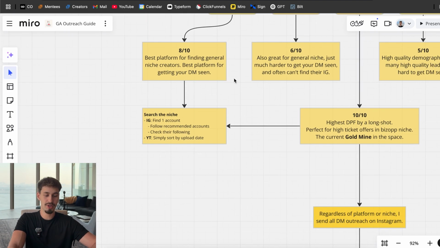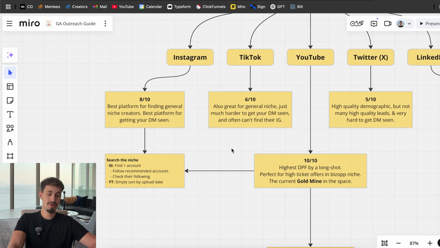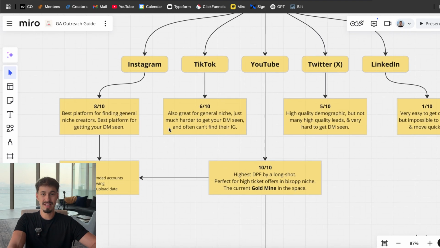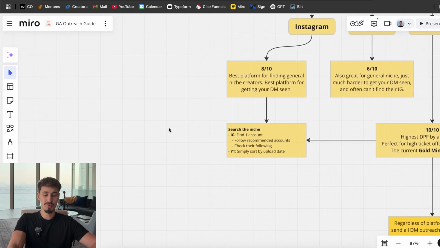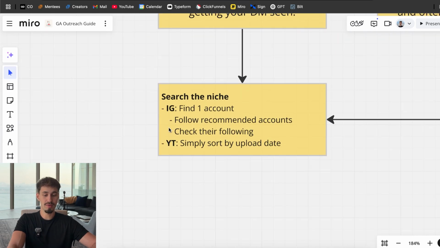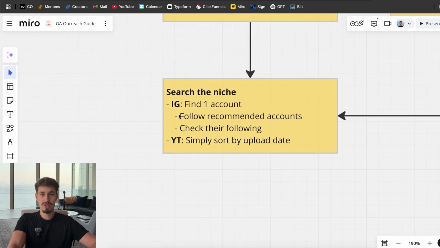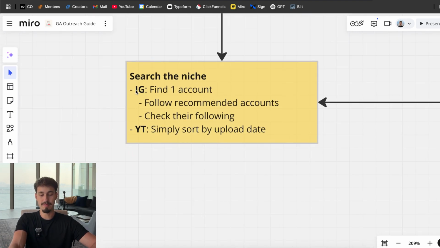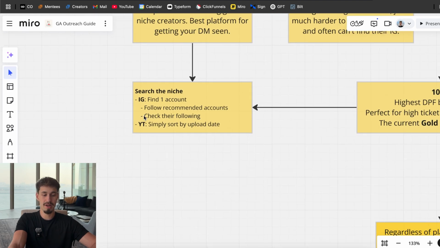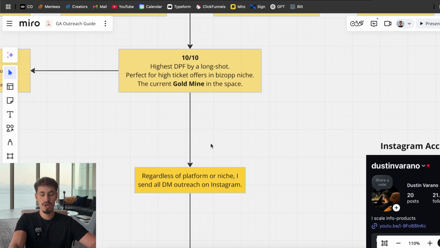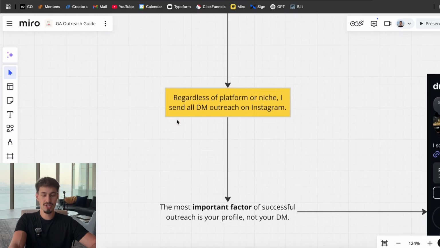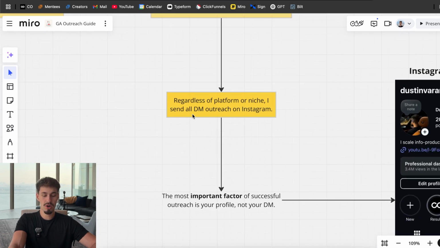Now here's how to find the creators. I would mostly stick to Instagram and YouTube. I wouldn't worry about TikTok, Twitter, or LinkedIn. I would stay away. Instagram and YouTube is pretty much what I focus on. To actually find creators, it's really simple. For Instagram, you just search the niche. You find one account, and after you find one, if you follow them, it'll come up with tons of recommended accounts, and you can also check their following, and usually there are hundreds of people in the exact same niche. For YouTube, it's the same thing. Search the niche, and then simply sort by upload date. That's it.